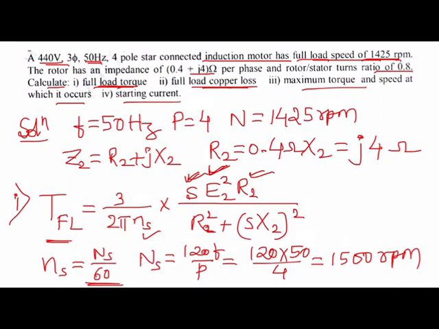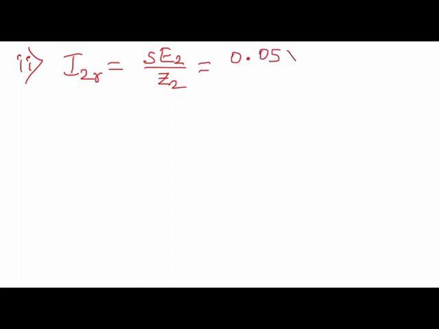Full load copper losses. To find the full load copper loss, we need the current in the rotor windings, that is the rotor currents. Under running condition the rotor current is I2R, which is given by slip times E2 divided by Z2. Slip we already know, it is 0.05. E2 we have calculated, it is 203.227 divided by Z2.